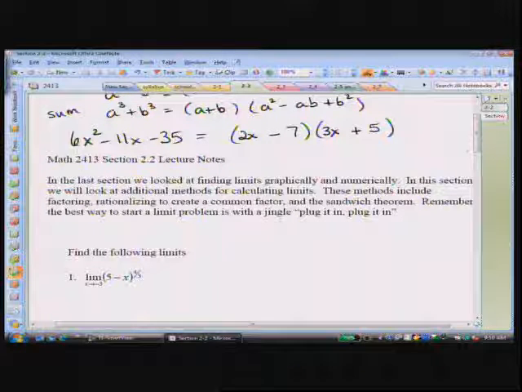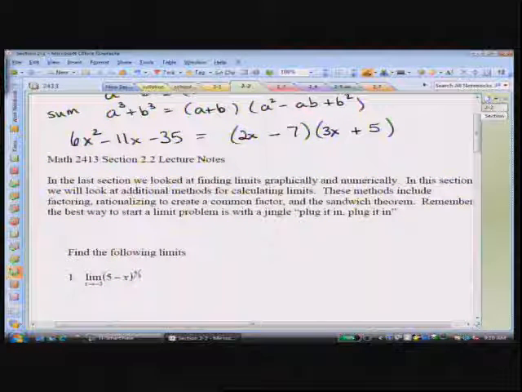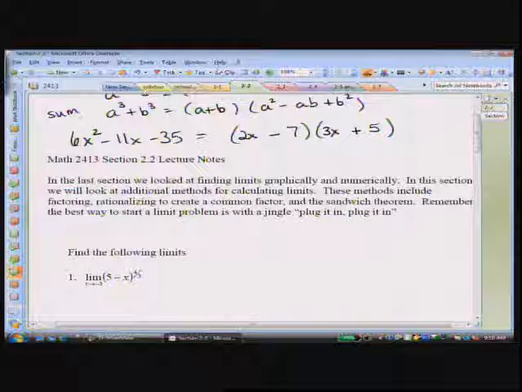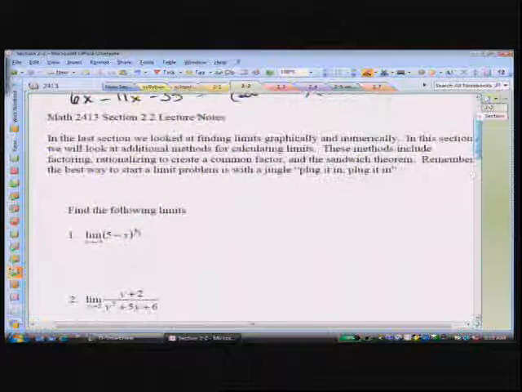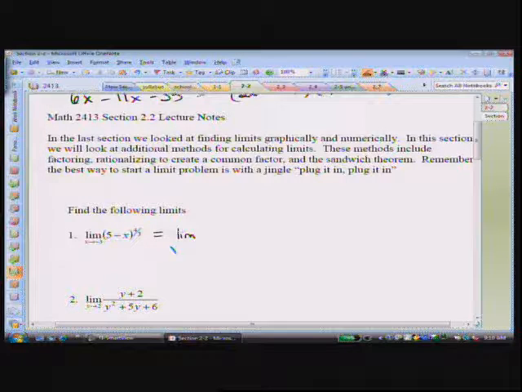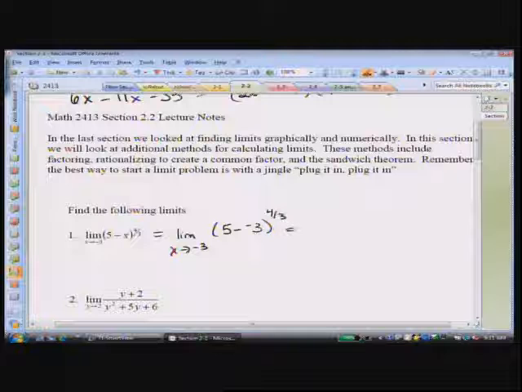And the best way to start any problem, remember, is plug it in, plug it in. You always want to start with that, because that may be all you have to do, and you're wasting your time if you're trying to do some snazzy algebra on it. So, for example, number 1 really is just a plug it in problem. We can just plug in negative 3 for x, and we'll get the limit as x approaches negative 3 of 5 minus negative 3 to the 4/3 power.